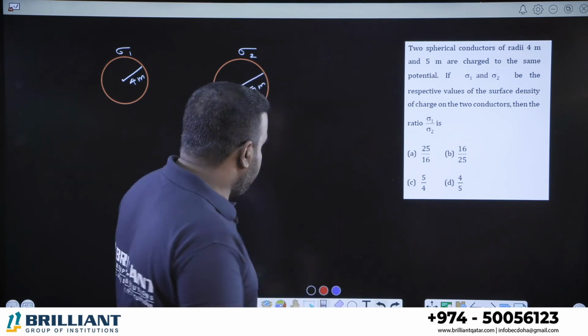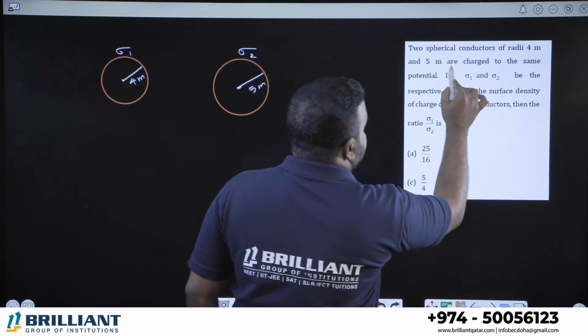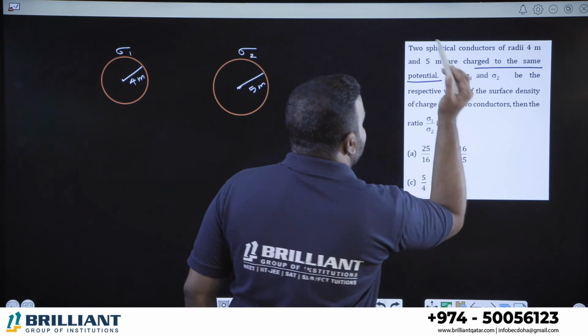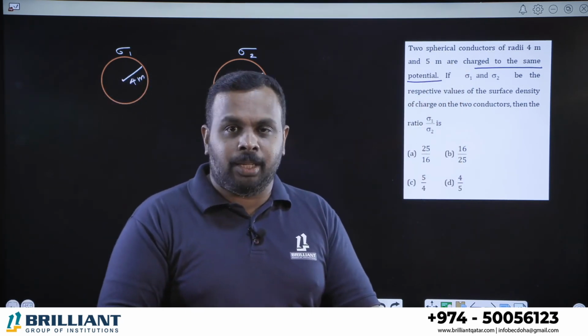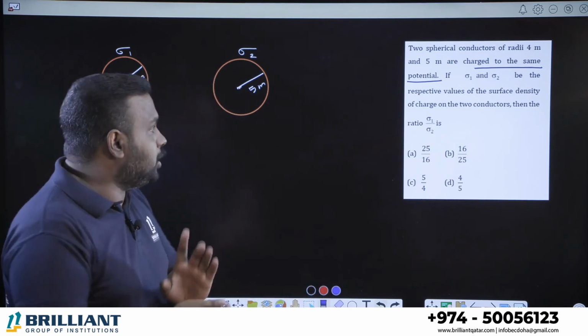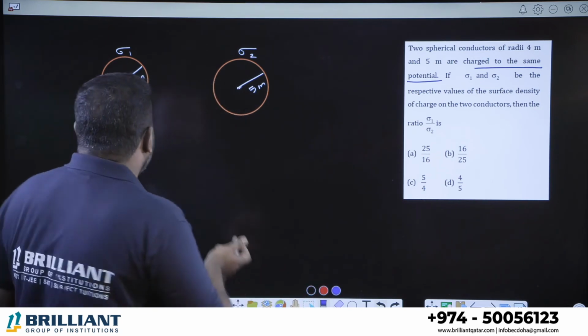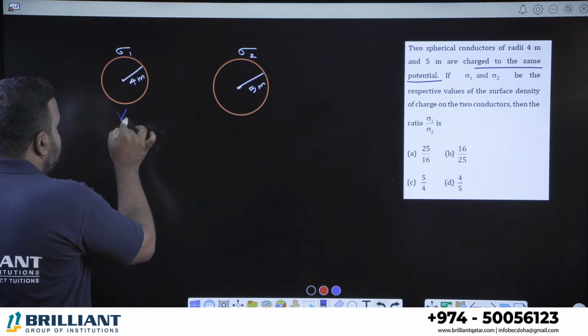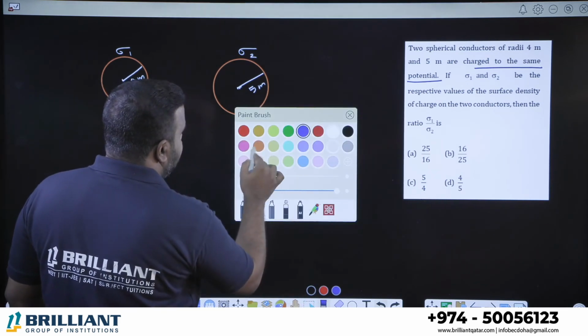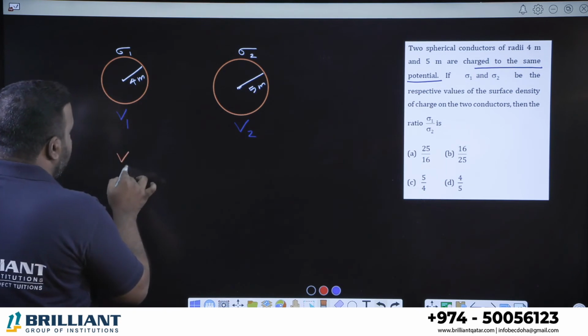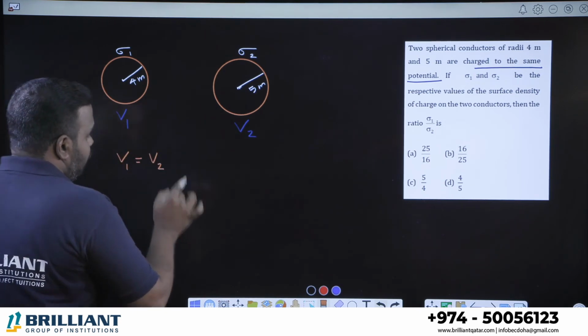And the important point to be noted here is charged to the same potential. So the potential on both the spheres are the same. Charge is not same. The potential is same. So if you are taking V1 as the potential of the first one and V2 as the potential of the second one, what is the given data is V1 is equal to V2.